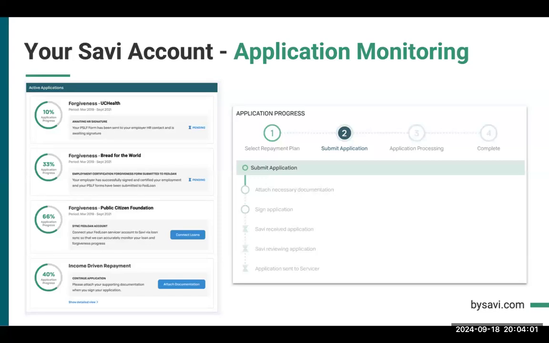One of the most frustrating things I find as a borrower, working directly with my servicer, is the lack of transparency or visibility I have into what's going on. I submitted an application 2 months ago and I haven't heard anything. Did they even receive it? Is it being processed? What's happening? And when I try to call, I can't get a hold of a human or get a straight answer, right?